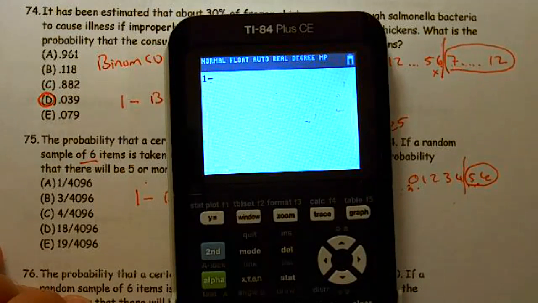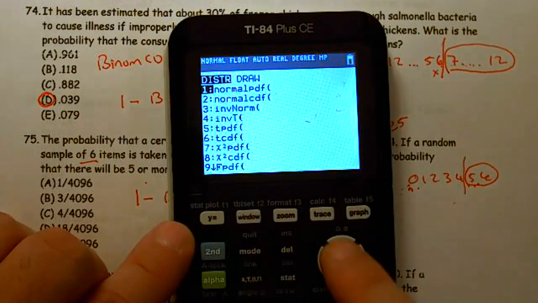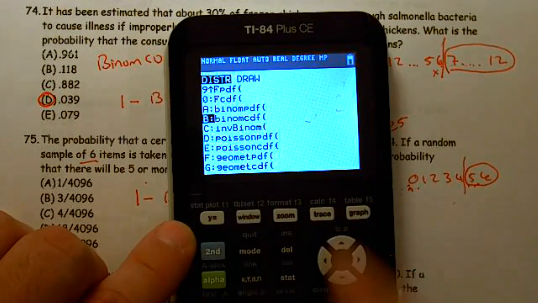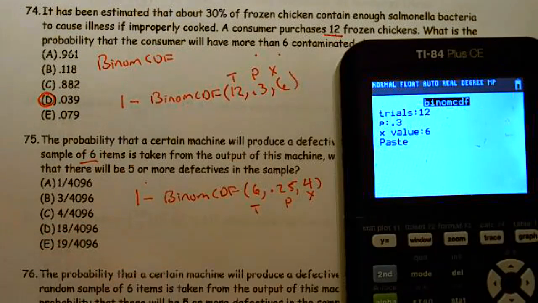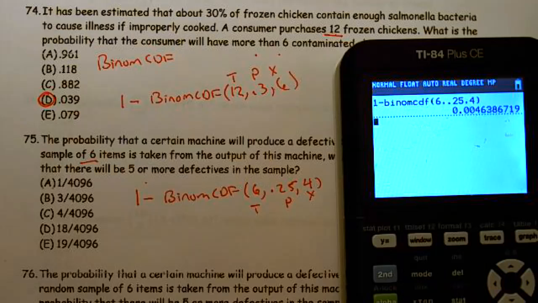1 minus second vars, binomial CDF, trials in this case 6, probability 0.25, and I got that because they told me it was 1/4, and my X value happens to be 4. This gives me 0.004, but we don't have answers like that.